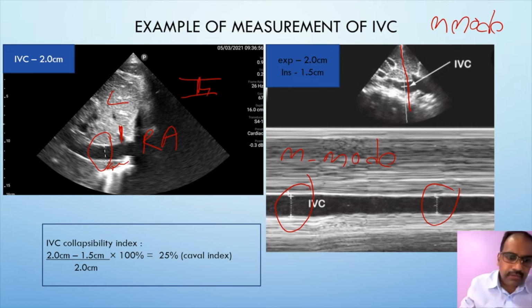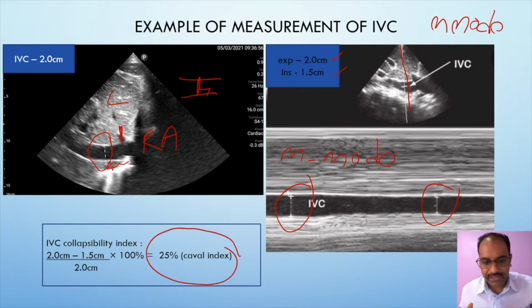So with that, for example, if I get 2 cm and 1.5 cm, I use the formula of 2 minus 1.5, divided by 2, times 100%. I will get my Cowell index. So this is a collapsibility index. That means the vessel collapsed 25%.